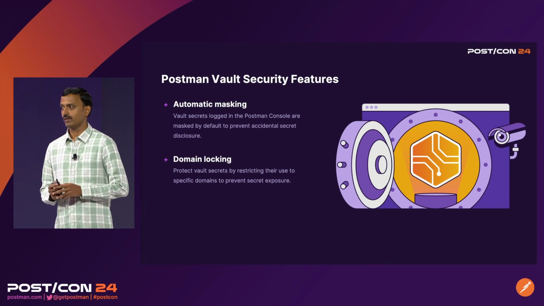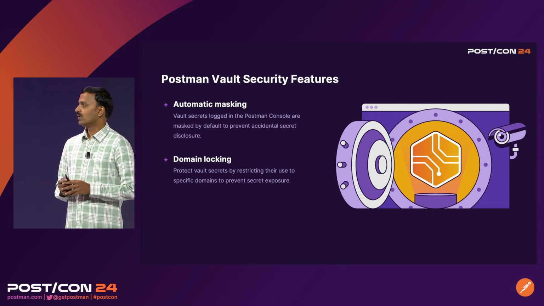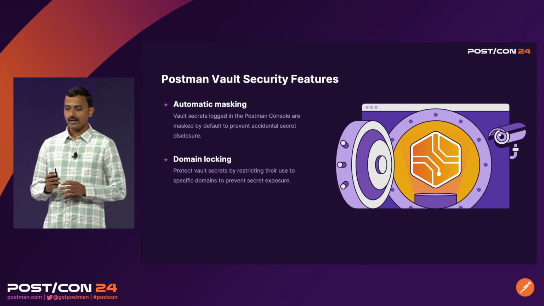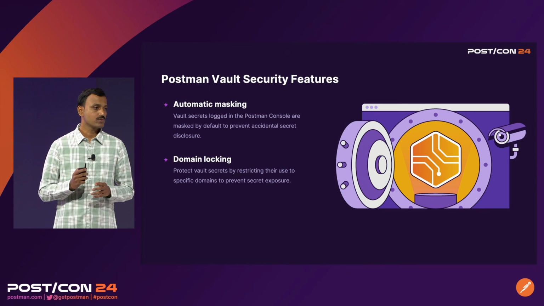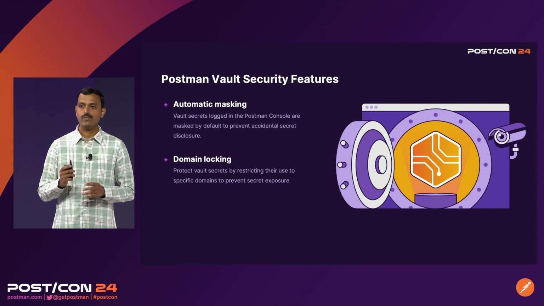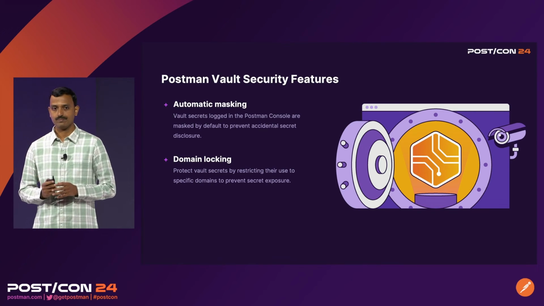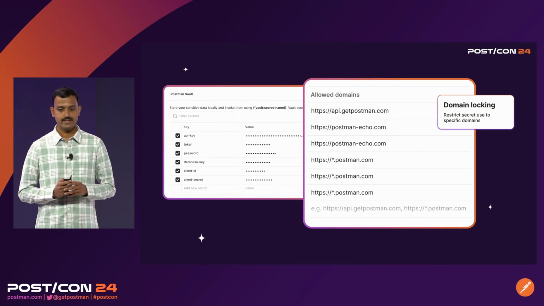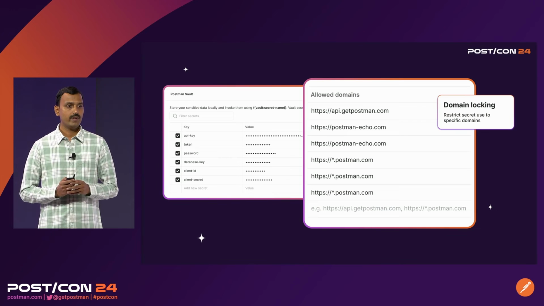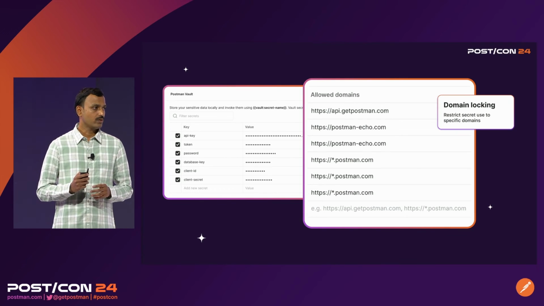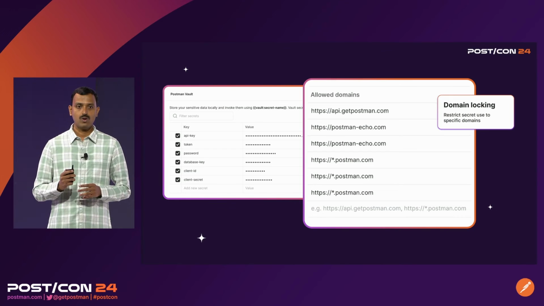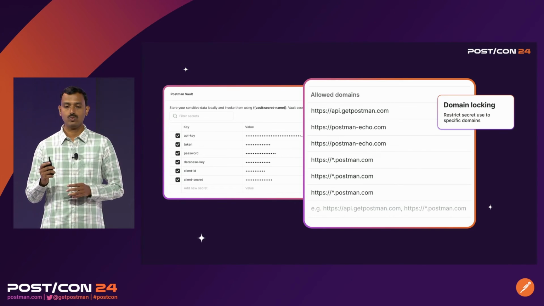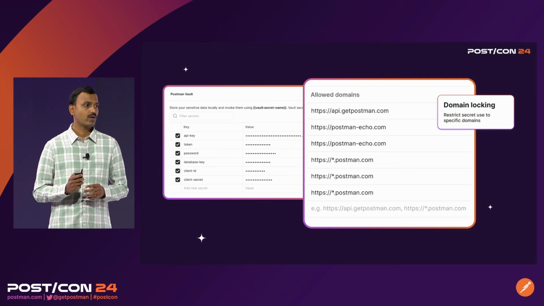Next one is domain locking. You can also choose to use a vault secret only with a specific domain and subdomain, limiting its use from other domains and preventing unwanted exposure. This is the example. Here you can see for the API key, we have specified the allowed domain as api.getpostman.com. That means only api.getpostman.com can access the secret value for the API key.